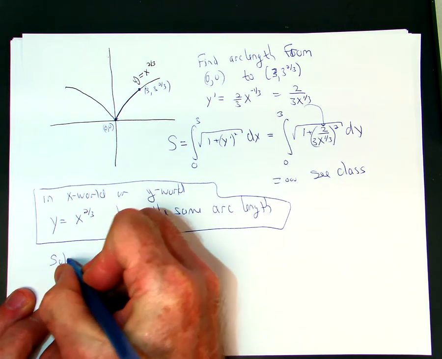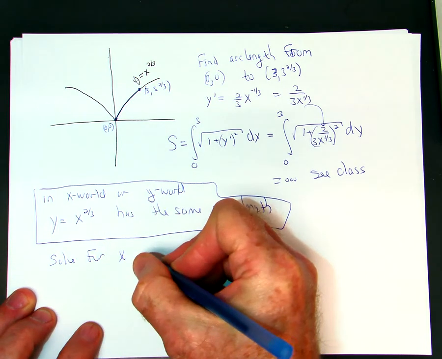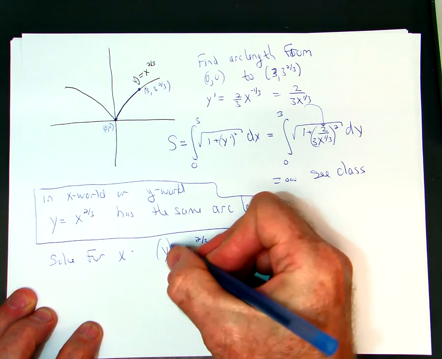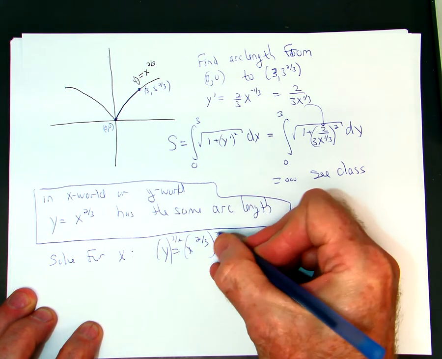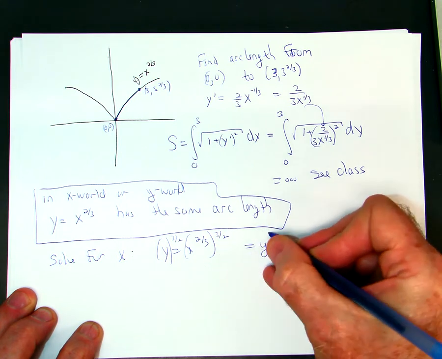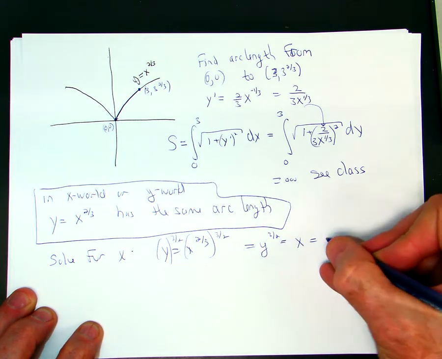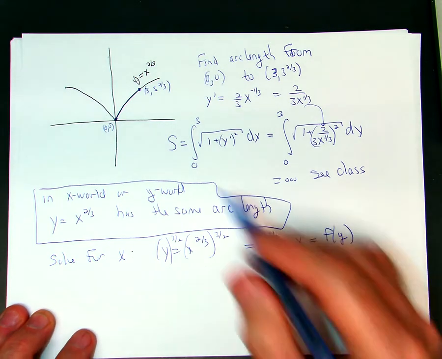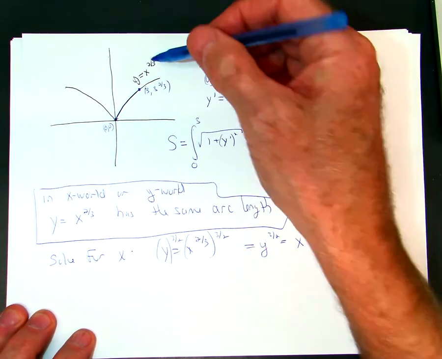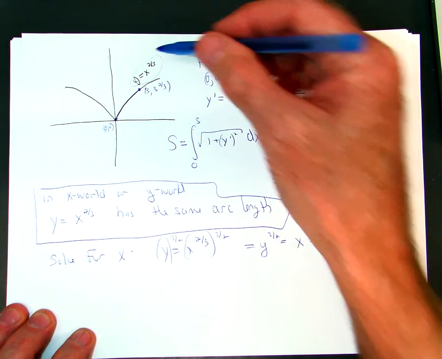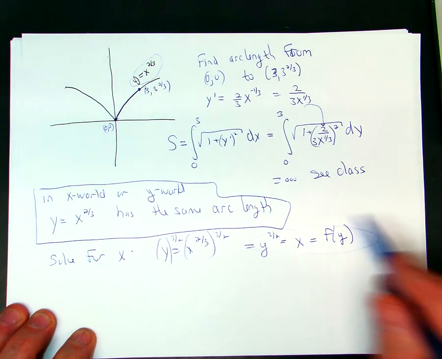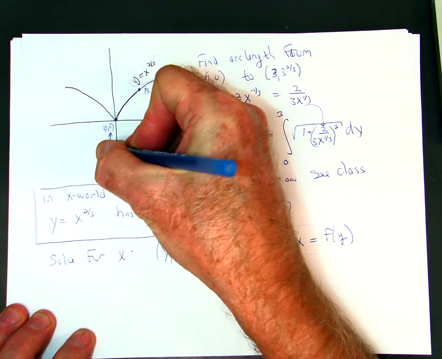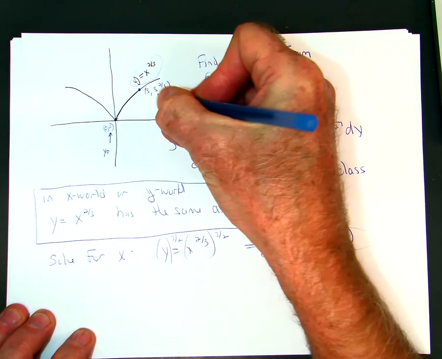So basically, here's what I'm going to do. I'm going to solve for x, and I get y equal x to the 2/3, raise each side to the 3/2. So I get y to the 3/2 equaling x, which is going to be some function of y. Okay, so now what I'm saying here is that this arc length right here is the same no matter whether I use this one or this equation. The only difference is that I have to use the y coordinates. So I have to go from this y to this y.